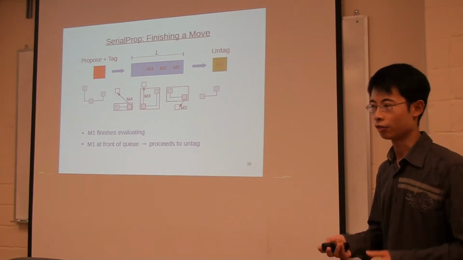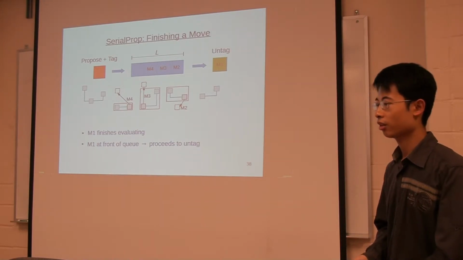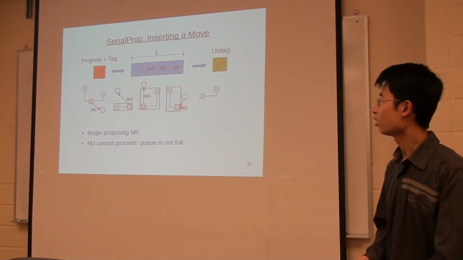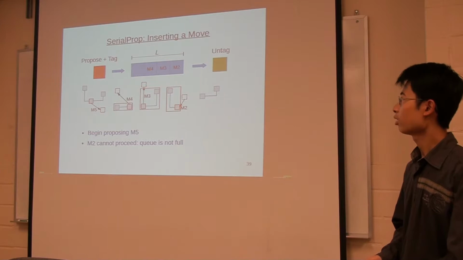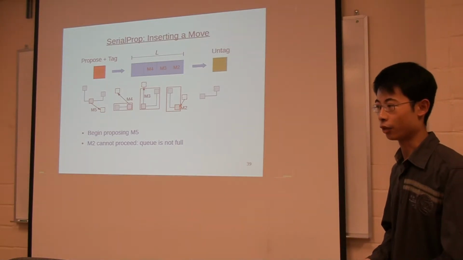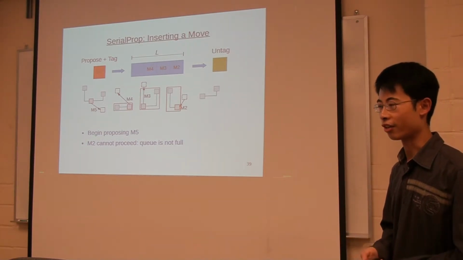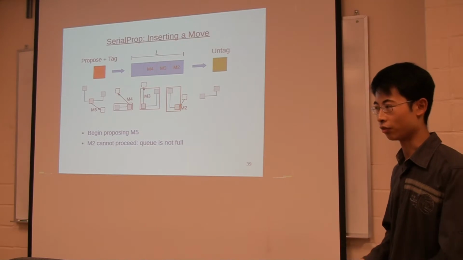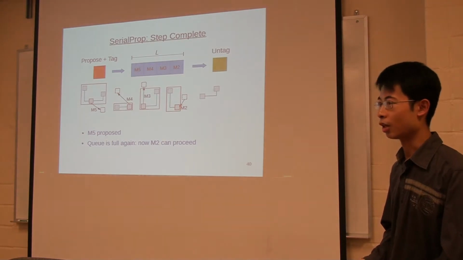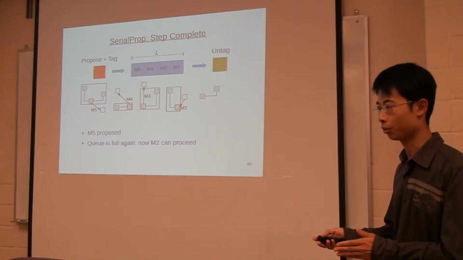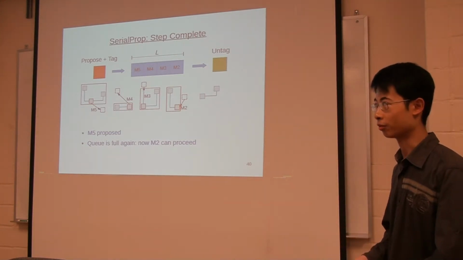And now the first move finishes evaluating, so it can move on to untagging its dependencies. And because there is space in the queue now, we can start proposing the next move, move 5. Suppose now that move 2 also finishes evaluating. We could also take it out of the queue immediately, but that means we don't maintain the guarantee of always having L moves in flight, and that would cause non-determinism again. So what we have to do is make sure that move 5 is completely proposed and put in the queue. And at this point, since the queue is full again, we can allow move 2 to leave and proceed to untagging.